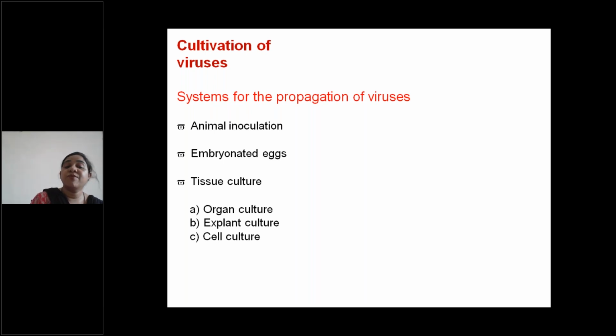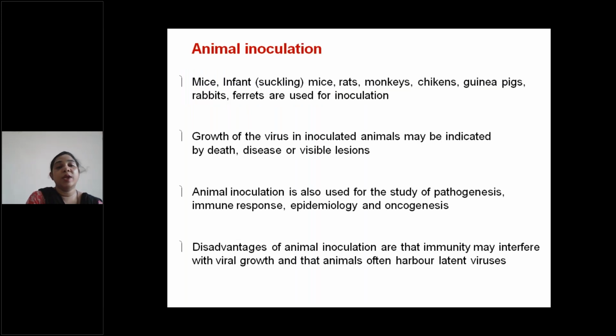There are three main systems of cultivation of viruses. First one is animal inoculation, next embryonated eggs, and tissue cultures. Tissue culture is of three types: organ culture, explant culture, and cell culture. Animal inoculation. Different types of animals are used for experimental purposes, such as mice, suckling mice, rats, chickens, monkeys, and pigs. Growth of the viruses in inoculated animals may be indicated by death, disease, or lesions.